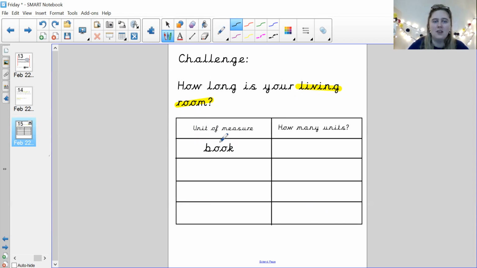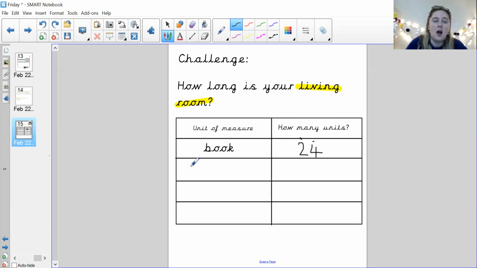So, I've given you an example of what you could use. You could use a book to measure. So you would have to move the book and count how many units it took to go the length of your living room. And then you'd write the number here. So let's say, I don't know, 24. Everyone's living room is going to be different, so this number will change. Then I'd like you to choose something else to measure your living room with.